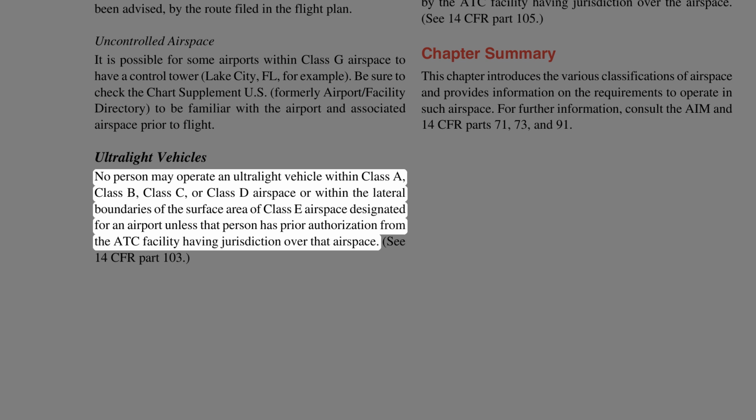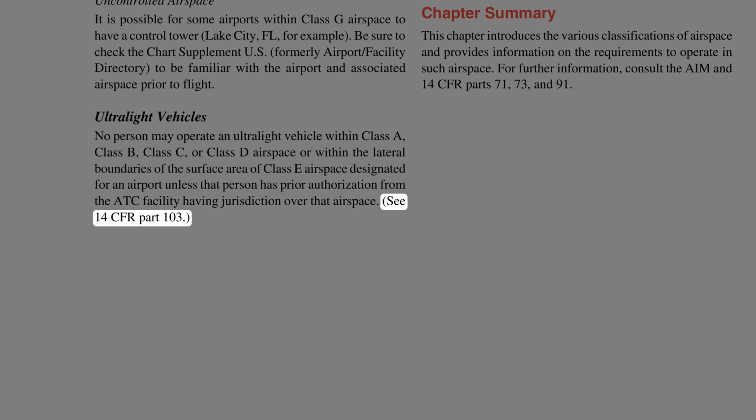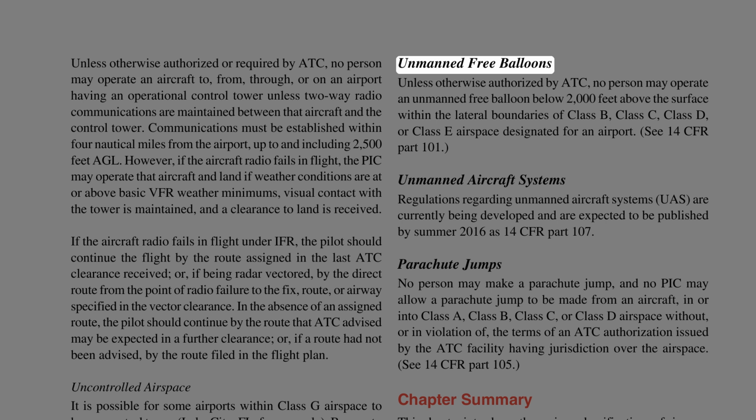Ultralight vehicles. No person may operate an ultralight vehicle within Class A, Class B, Class C, or Class D airspace or within the lateral boundaries of the surface area of Class E airspace designated for an airport unless that person has prior authorization from the ATC facility having jurisdiction over that airspace. 14 CFR Part 103.